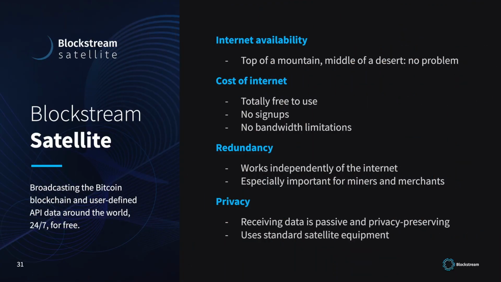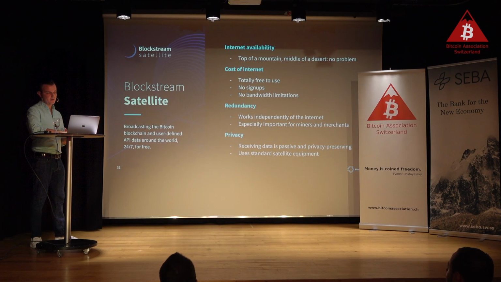And so the benefits, going back to some of the problems that we discussed before. For internet availability, regardless of where you are in the world, as long as you've got a clear view to the sky, top of a mountain, in the middle of a desert, no problem, you're getting your Bitcoin blockchain data. It's totally free to use, so if you've got very expensive broadband plans, if you're only using a feature phone or something like that, like you don't have a whole lot of data, no problem, totally free. You don't need to register, no subscriptions, no bandwidth requirements. You're getting all of your Bitcoin data for free.